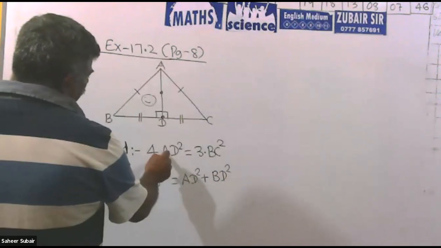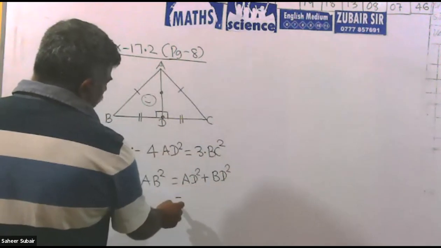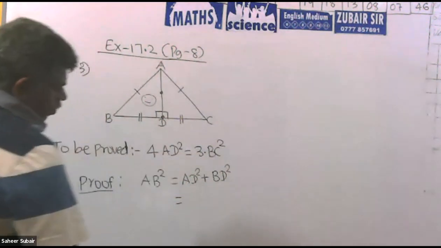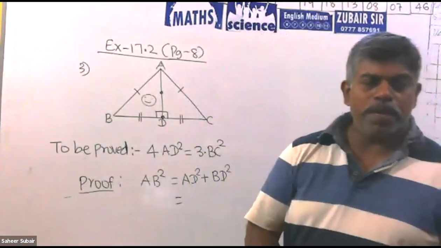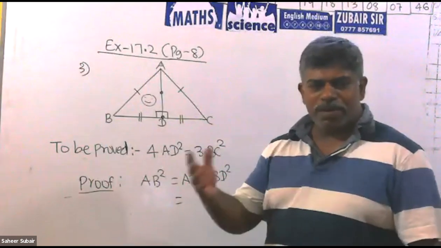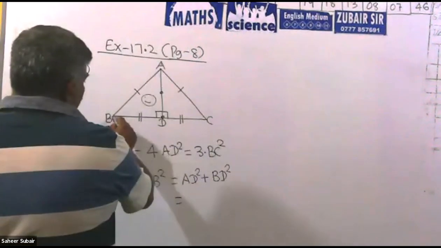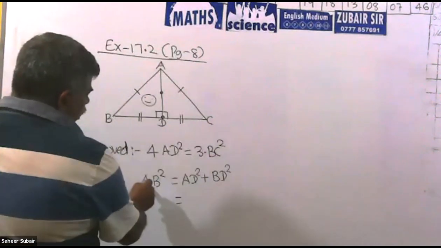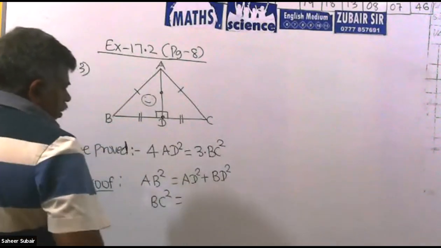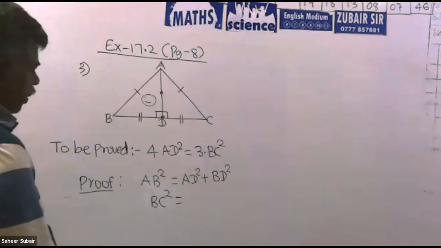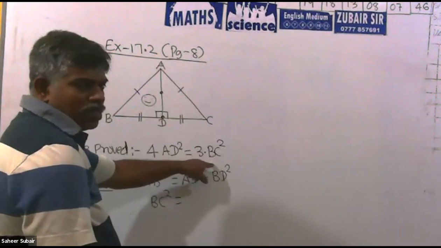Then in the proof, only AD and BC are there. The other two aren't there. So we have to remove the other two. How to remove? They have given an equilateral triangle. Equilateral triangle means all three sides are equal. Then AB and BC are equal. So instead of AB, I can put BC. Then AB equals BC, so AB squared equals BC squared.